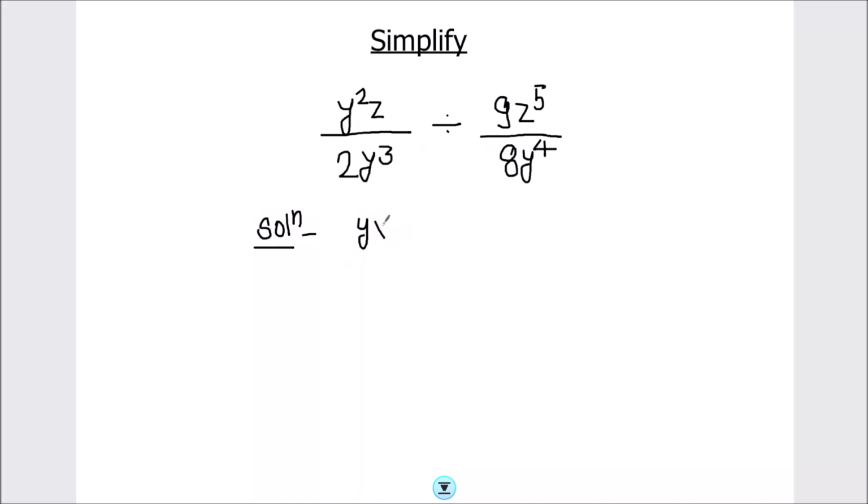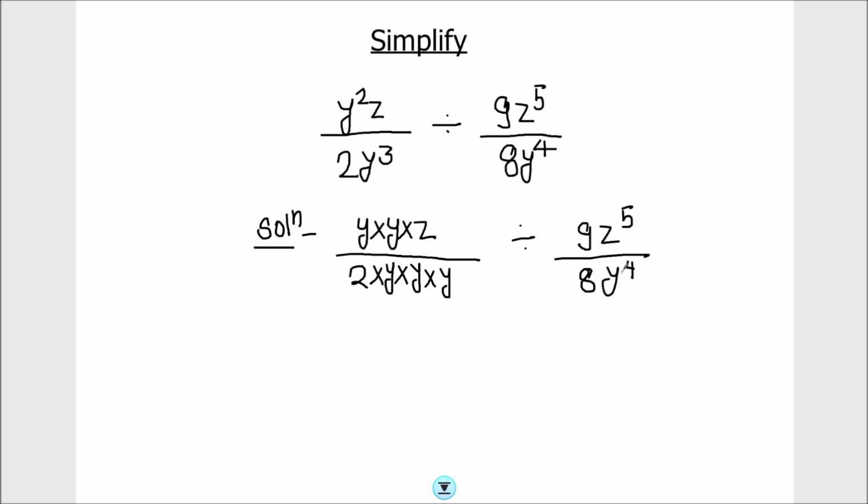Let's simplify this algebraic expression. Y square z in the numerator, so we'll have y times z, and the denominator is 2 times y cube, which is y times y. Divided by 9z raised to power 5 divided by 8y raised to power 4. So these y's get cancelled with the y's in the denominator. So we have z upon 2y divided by 9z raised to power 5 divided by 8y raised to power 4.